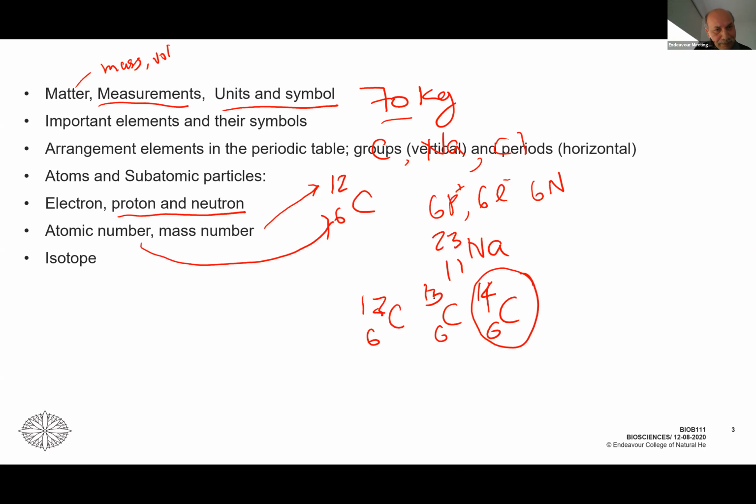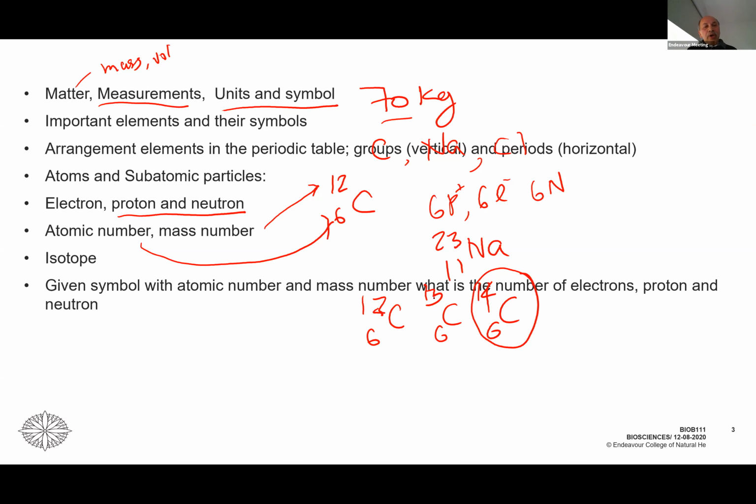Okay. And remember, isotopes are man-made, or they can also be made due to cosmic radiations. If you are given a symbol with atomic number and mass number, you should be able to calculate the number of electrons, neutrons, protons, and so on. Are you able to do that? Okay.